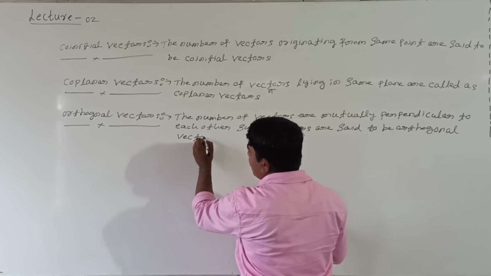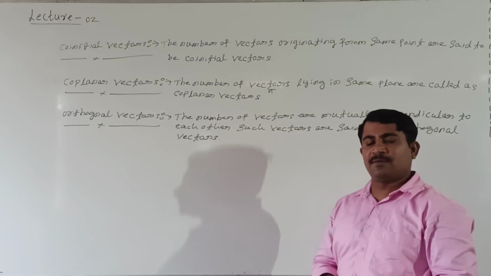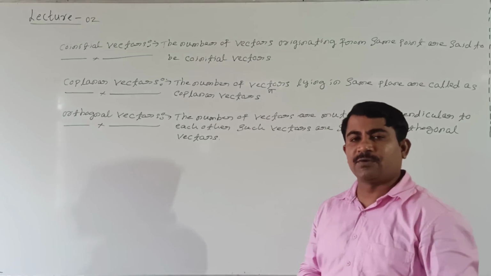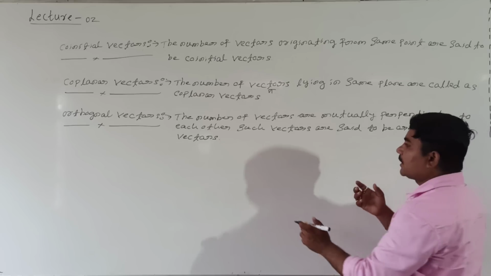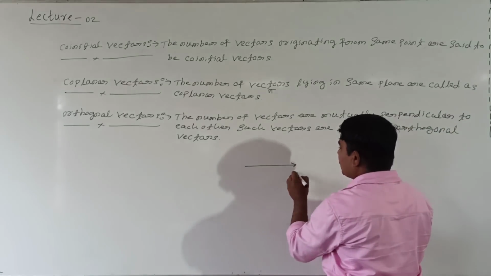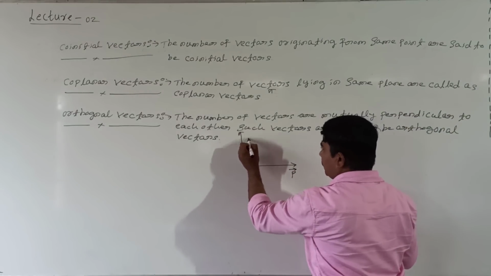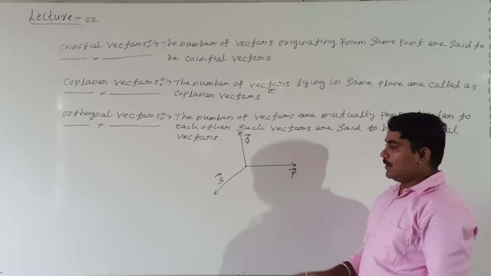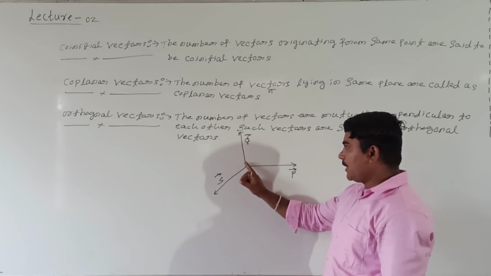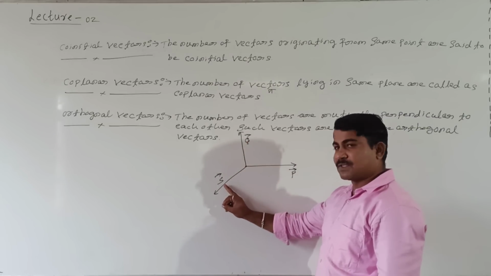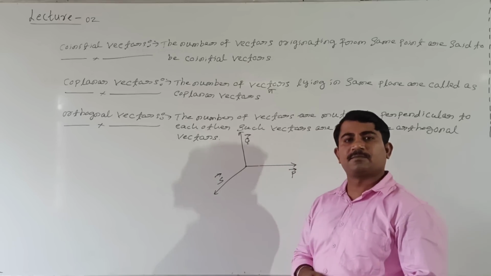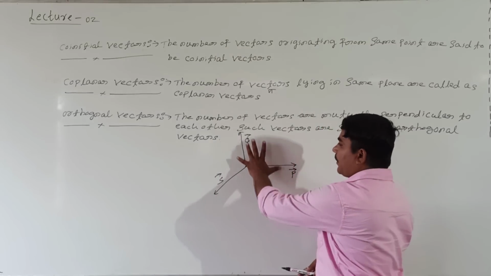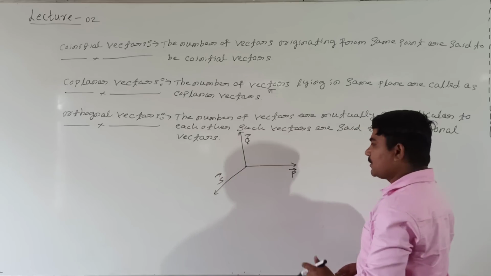Simple example I will take. Already in the previous definition we have seen coplanar vectors, right? How all the vectors lie in the same plane. Shall I take one vector? This vector is nothing but the p vector. What about this? Shall I call this the base vector? This p vector is perpendicular to q vector, q vector perpendicular to s vector, and s vector perpendicular to p vector, right? Then these are orthogonal vectors. How? A number of vectors mutually perpendicular to each other.